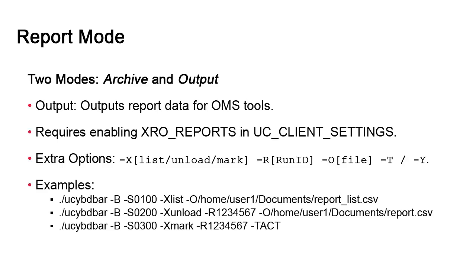In the first example, we're listing all of the unarchived reports for client 100 and outputting to a file called reportlist.csv. In the second, we're exporting the report for run ID 1234567 in client 200. You'll notice that the text string REP gets appended to the file name. Finally, in the last, we mark a report as archived.